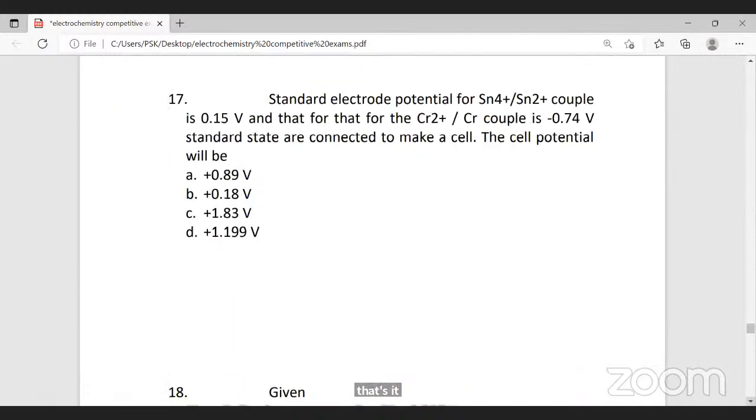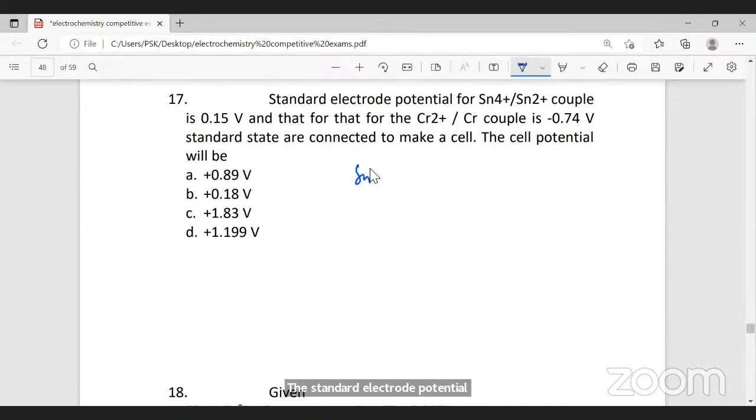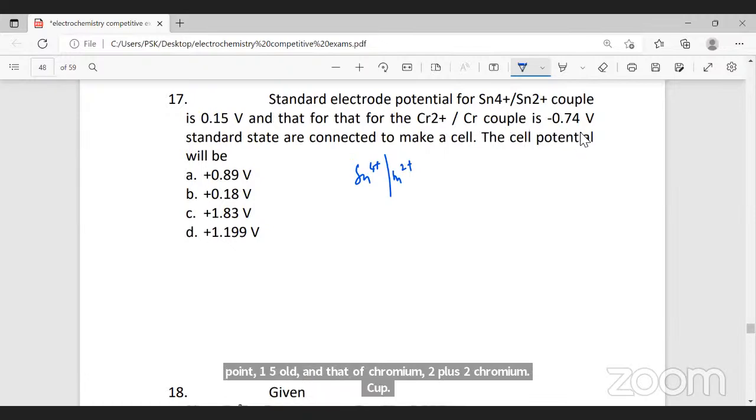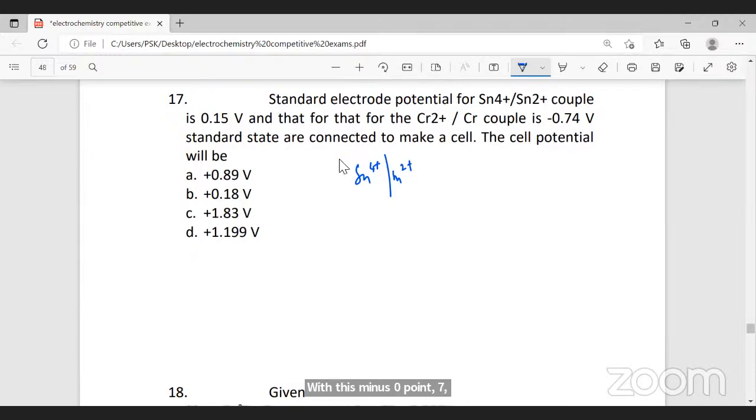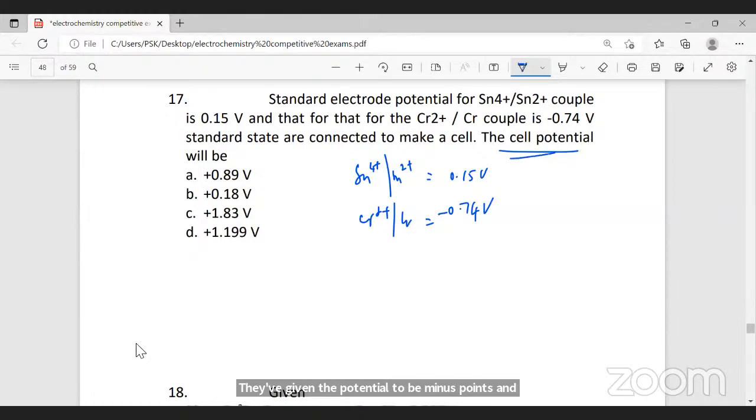The standard electrode potential of the stannic to stannous couple, Sn4+ to Sn2+, is 0.15 volt, and that of the chromium 2+ to chromium couple is minus 0.74 volt. Standard states are connected to make a cell. The cell potential will be... Listen to this. They've given the potential of tin to be 0.15 volt, and of the chromium couple to be minus 0.74 volt. They're asking you the cell potential.